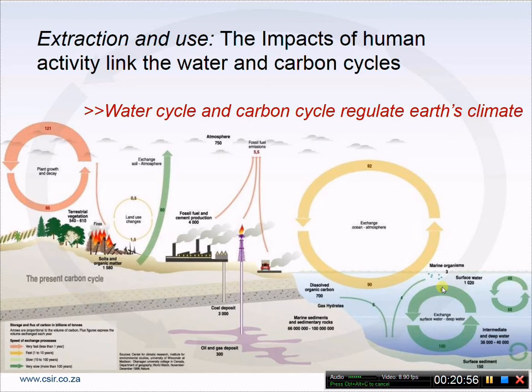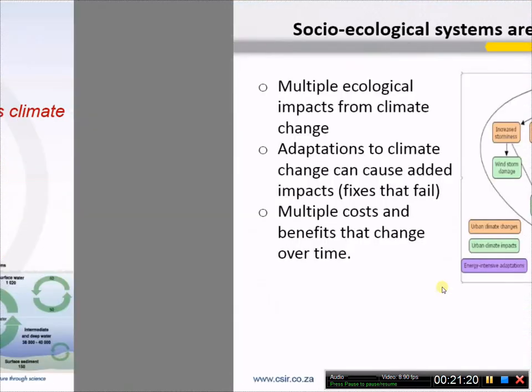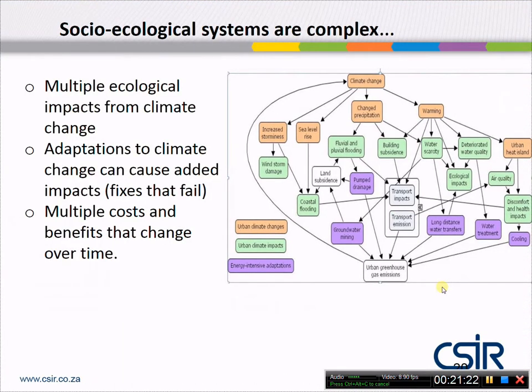And lastly, we're fully aware that both the water cycle and the carbon cycle regulate the Earth's climate. So human activity and the future of life on Earth will be dependent on the regulation of these biogeochemical cycles, which can only be maintained through correct management of the human ecological interface. So these socio-ecological systems are very complex.